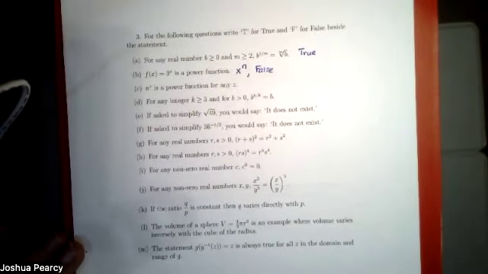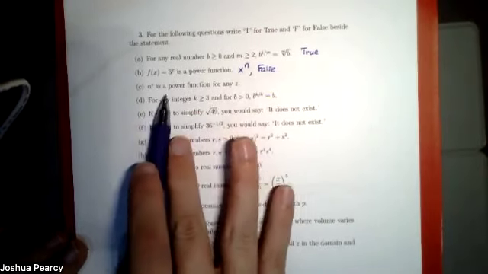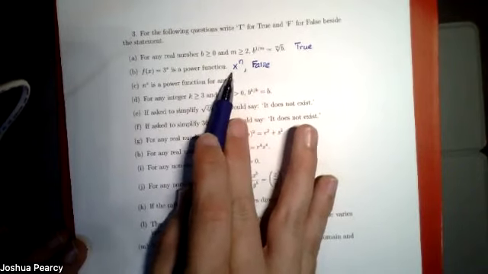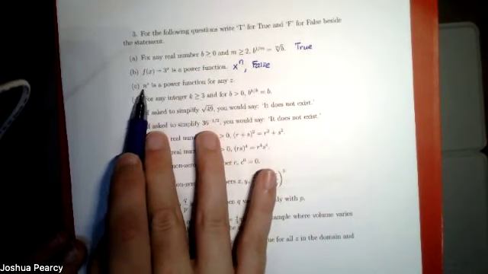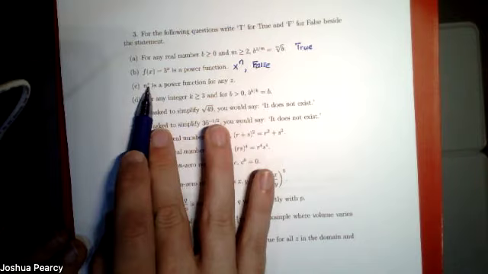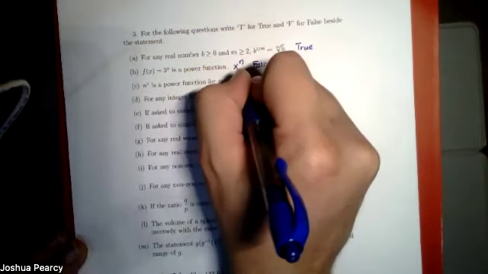So let's look at the next one here. So this says n to the z is a power function for any z. So here, this looks like this form, right? x to the n. Here, n is our variable, z is the corresponding exponent of the power. So this one is actually true.